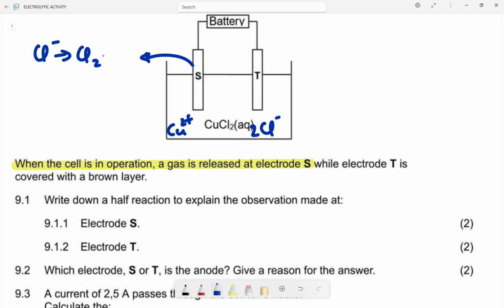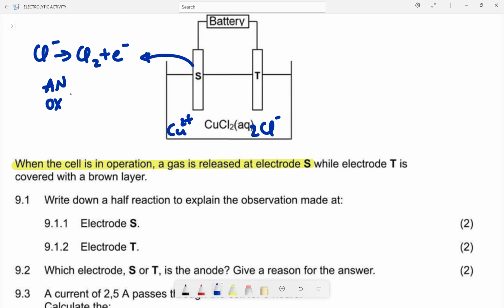Why am I saying it undergoes oxidation? Because its oxidation number moved from -1 in Cl minus to 0 in Cl2. Remember, Cl, if it is just a pure element, is going to have 0. So its oxidation number increased. Again, we are told that we are forming what? Chlorine.